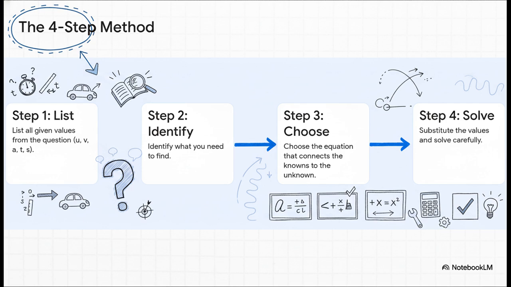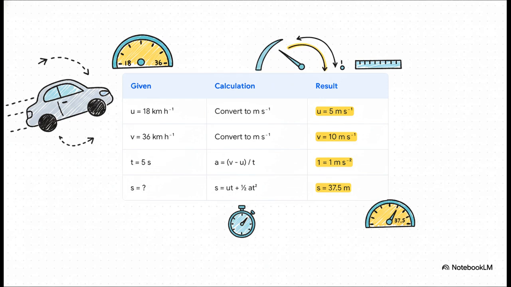Step 3. Look at your three equations and select the correct one that connects what you know with what you need to find. And finally, Step 4. Put the values into the equation and solve carefully. Let's solve example 7.6. The question says, a car accelerates from 18 kilometers per hour to 36 kilometers per hour in 5 seconds. Find the acceleration and the distance covered.